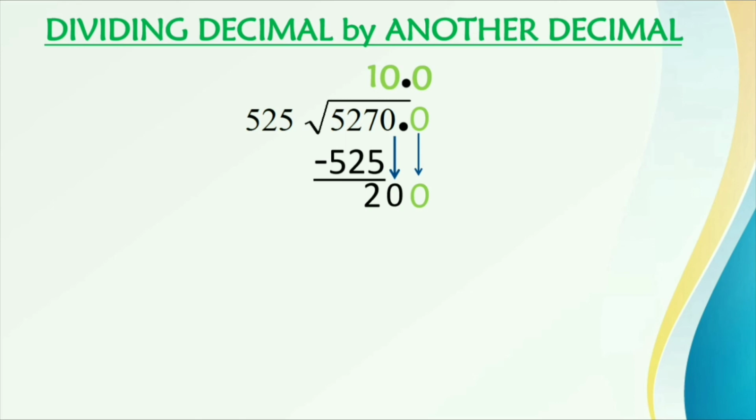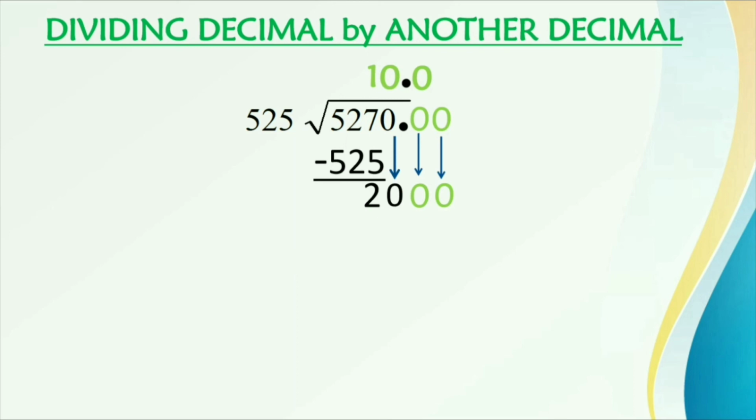So, basta nag-add tayo ng 0 and nag-bring down tayo and then hindi pa siya pwedeng i-divide, we will be adding 0 as our quotient. Okay, so let's add hanggang sa pwede na tayong mag-divide. Mag-add ulit tayo ng 0 and then let's bring it down. So, meron na tayo ngayong 2,000. So, i-test natin ngayon kung pwede na natin i-divide sa 525. So, 2,000 divided by 525.